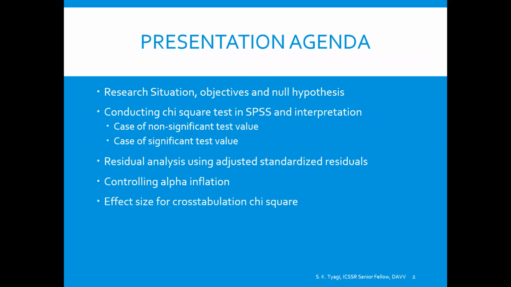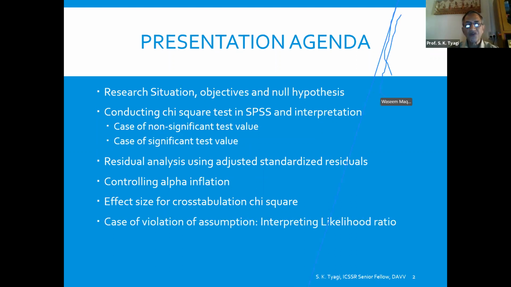Then effect size for cross tabulation chi-square with degree of freedom greater than 1, and the case of violation of assumption, and this is interpreting likelihood ratio. Yesterday we used binomial test and Fisher exact probability test, but this time we will be using likelihood ratio.